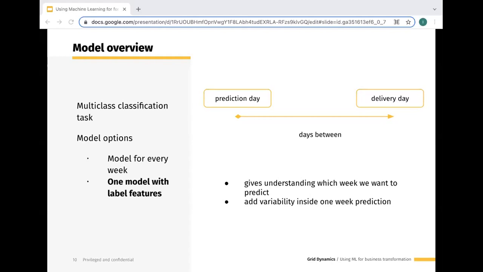But we went further, and we wanted to create features that were not only a label for the week, but also can give us some additional information about distance inside the week. So we created features that show us days between prediction day and delivery day, and it combines for us an understanding of which week we want to predict, and also how long before the delivery day we are inside the week.